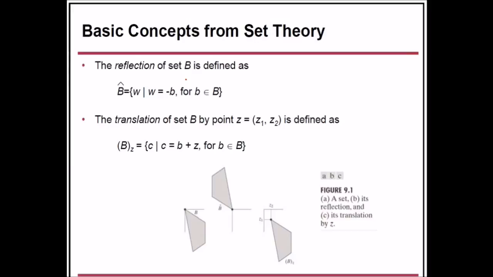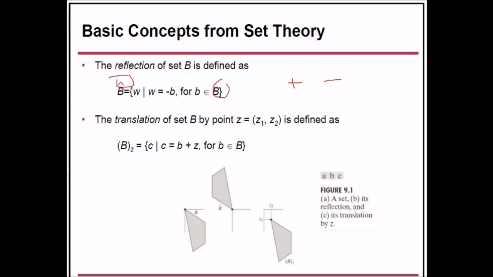The reflection of any set B is defined by this reflection sign: W is such that W is equal to minus b for all b belonging to B. So if B is a set, then all values will be minus b, right? This is the reflection, meaning from plus to minus.